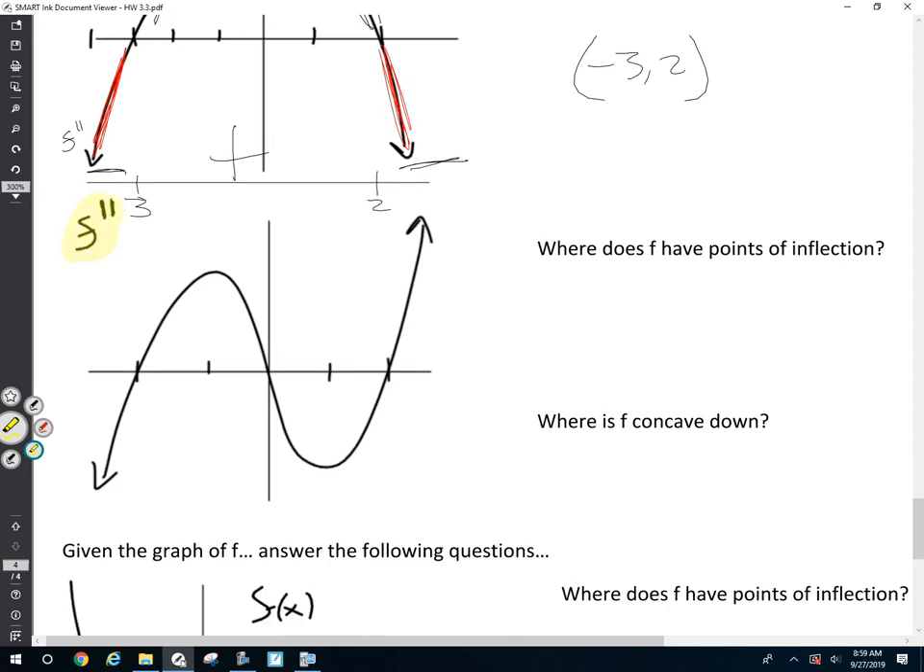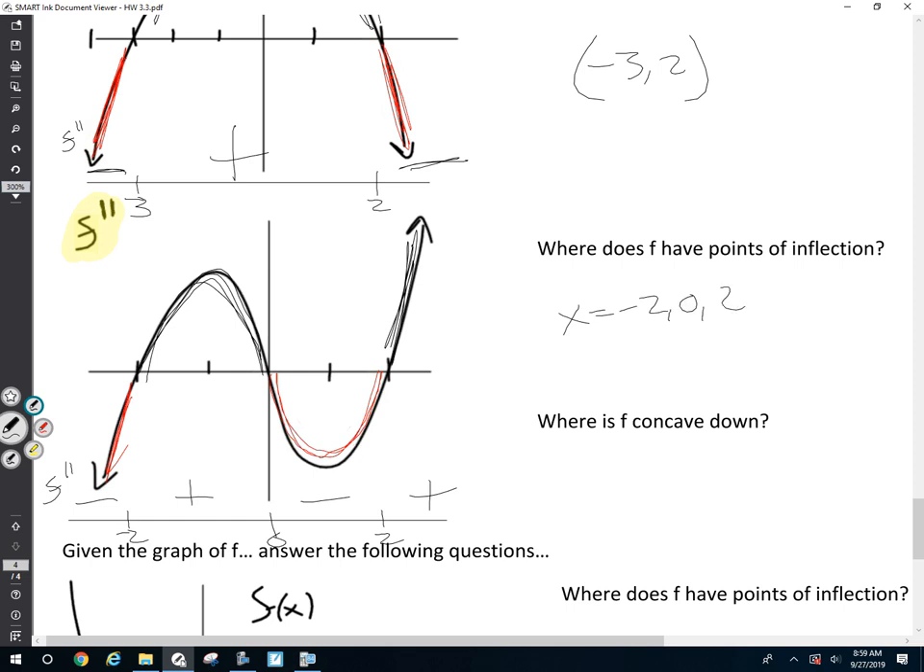Same deal here. I'm given f double prime. Well, if I was looking at the signs of f double prime, negative values are underneath the x-axis, positive values above the x-axis. Negative until -2, positive until 0, negative until 2, positive after that. Where do we have points of inflection? At -2, 0, and 2. When are we concave down? x is less than -2, and x is between 0 and 2.